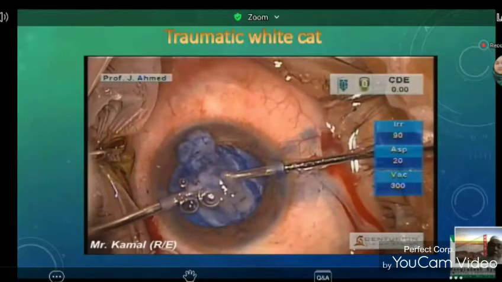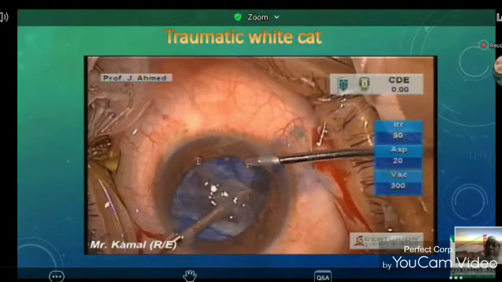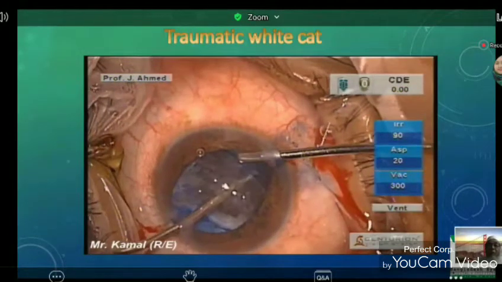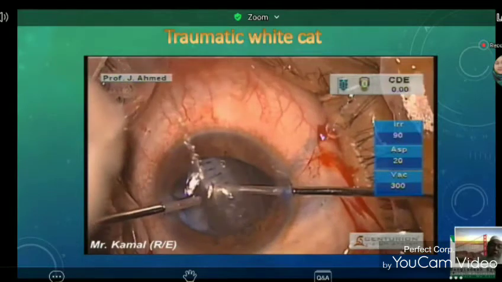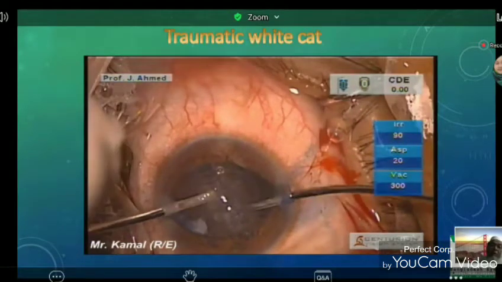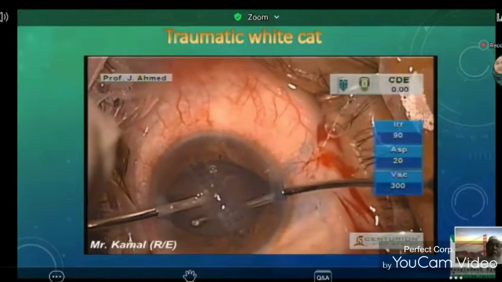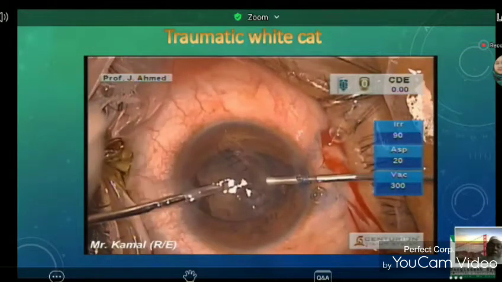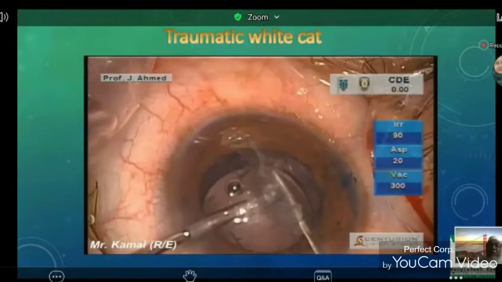Sometimes total assessment may not be possible. In this case, we can see that there was rupture of the anterior capsule, but luckily the posterior capsule was intact. We just aspirate the cortical matter, and then it was possible to give the intraocular lens into the bag. So in cases where the capsule is intact, there is no problem giving an intraocular lens after completing the surgery.